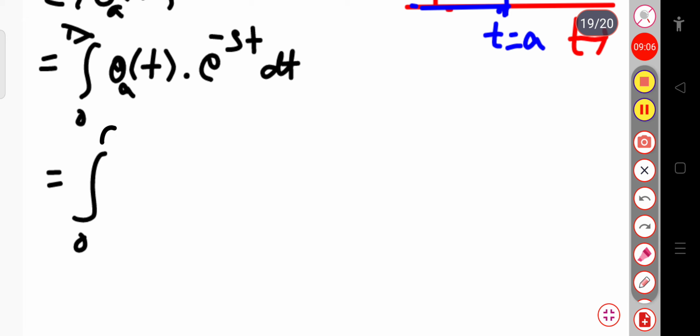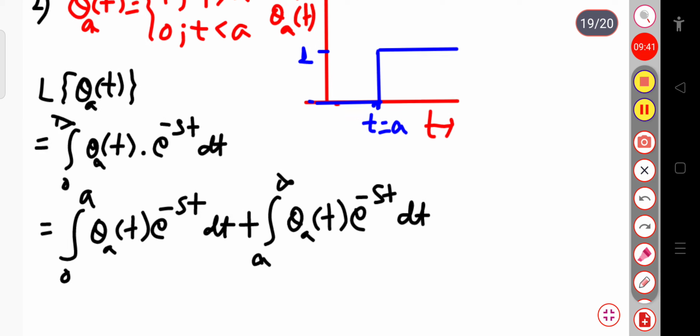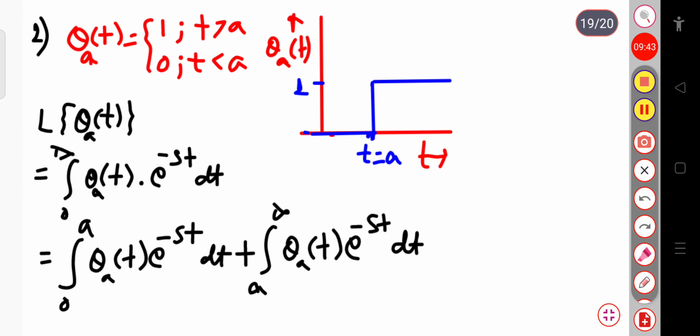The total integration value will remain the same, but the integration will be split: over 0 to a, and here this integration will be from a to infinity. Now we can see that when the t value is greater than a, after a, we were doing the integration with respect to t. So after the calculation of the integration, we have to put the limit for t.